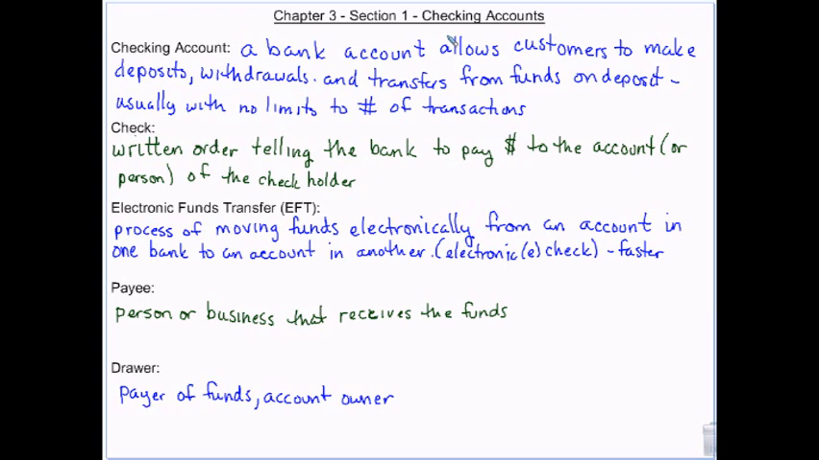The check is a physical, written order, basically. When you write a check, you're writing an order to the bank saying, pay this money to this person, or the business, whose name I wrote on the check.